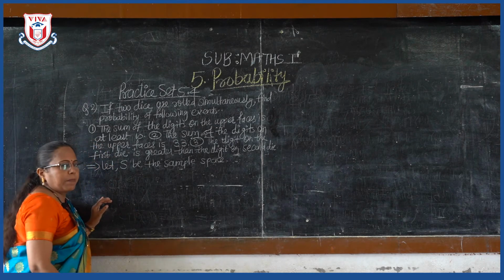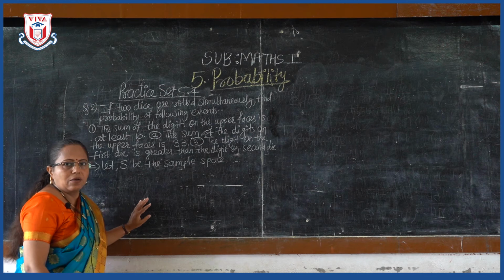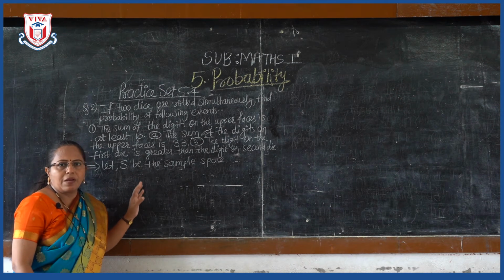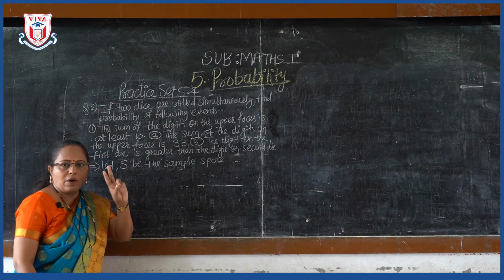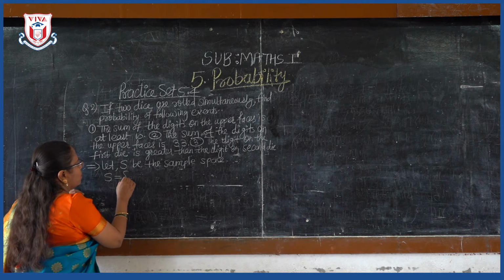And here the experiment is 2 dice are rolled simultaneously. So we saw in previous example how to write the sample space for 2 dice. S is equal to curly bracket.